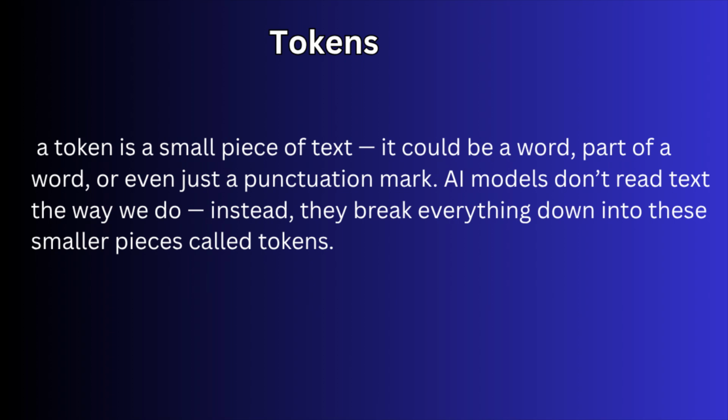So, what exactly is a token? In simple terms, a token is a small piece of text. It could be a word, a part of a word, or even just a punctuation mark. AI models don't read text the way we do. Instead, they break everything down into these smaller pieces called tokens. You can think of a token as the AI's alphabet, the basic building blocks it uses to understand and generate language.